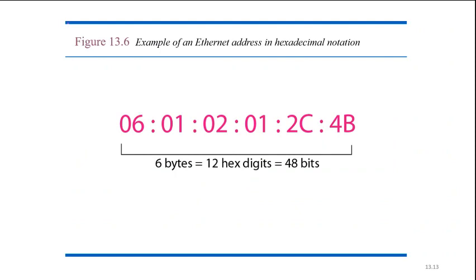Here is an example of an Ethernet address. We have already seen that it is 6 bytes, and it is represented by 6 pairs of hexadecimal numbers, which means a total of 12 hexadecimal digits. Each hexadecimal digit is represented by 4 bits, so 12 into 4 is 48 bits. So one Ethernet address is 6 bytes, or 12 hexadecimal digits, or 48 bits.